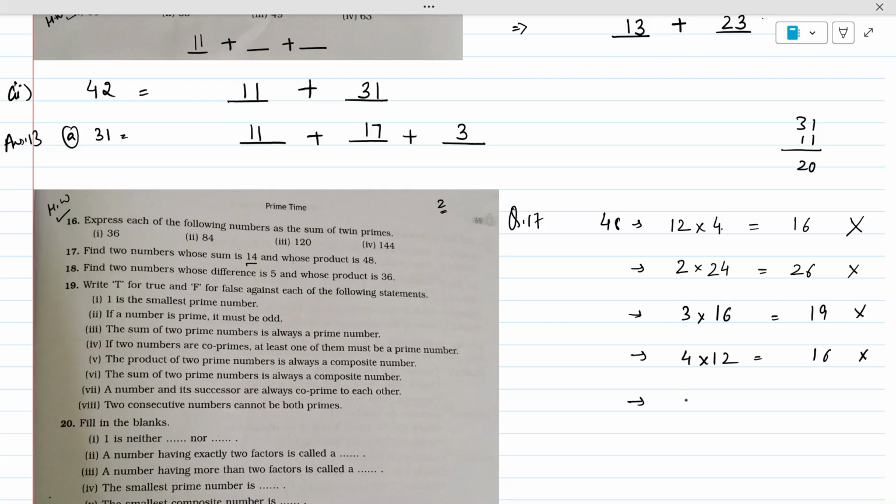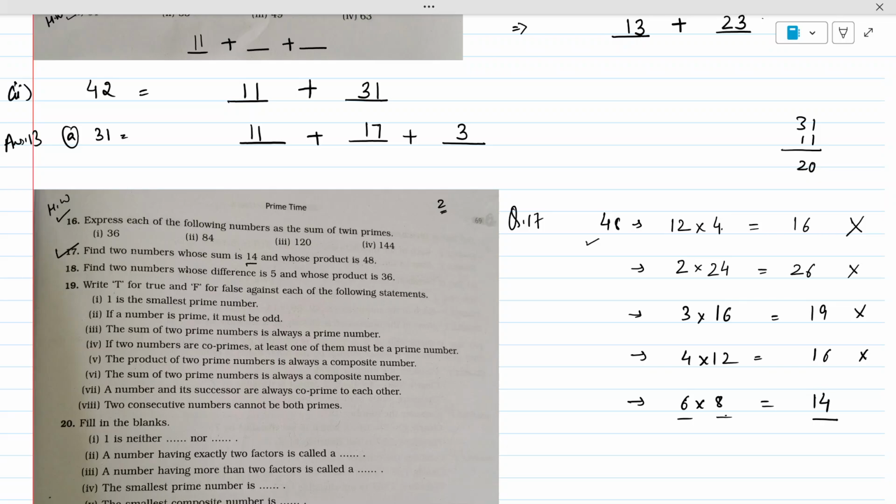Next, we have, after 4, 6 and 8. So we have 6 and 8. This will give me 14. So if we add these two numbers, it will give us 14. If we multiply, it will give us this product. This is also done, kids.